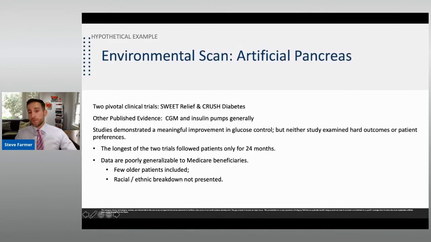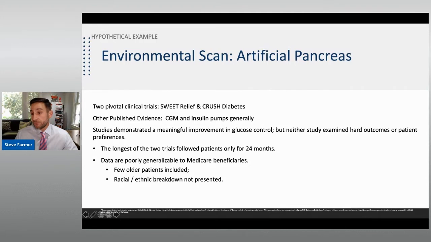So, environmental scan of the artificial pancreas. In this completely hypothetical example, there it is again, hypothetical, there were two pivotal clinical trials, the Sweet Relief and the Crush Diabetes studies. CMS also reviewed evidence on related technologies, including continuous glucose monitors and insulin pumps generally, in support of its review of this new implanted artificial pancreas. The available evidence suggests a meaningful improvement in glucose control, but neither of the two RCTs that we just discussed examined hard outcomes or patient preferences, and the longest study was 24 months.